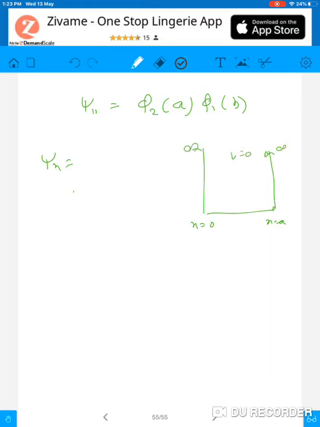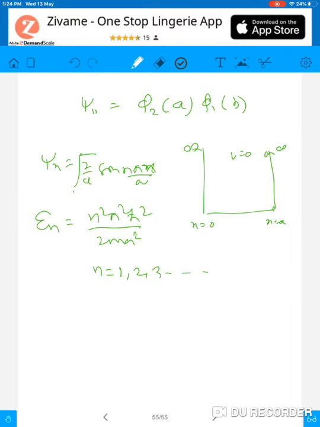So now suppose, for instance, this is the ground state wave function and this is the first excited state wave function, right? So I have two particles, two identical particles.